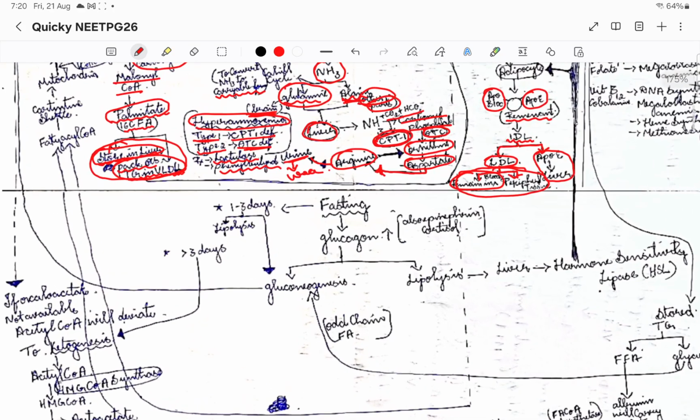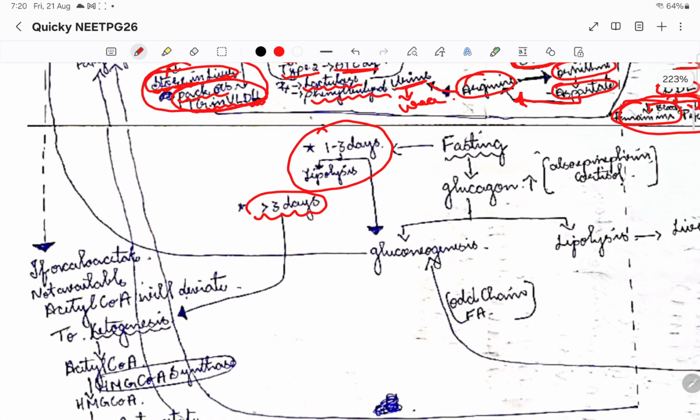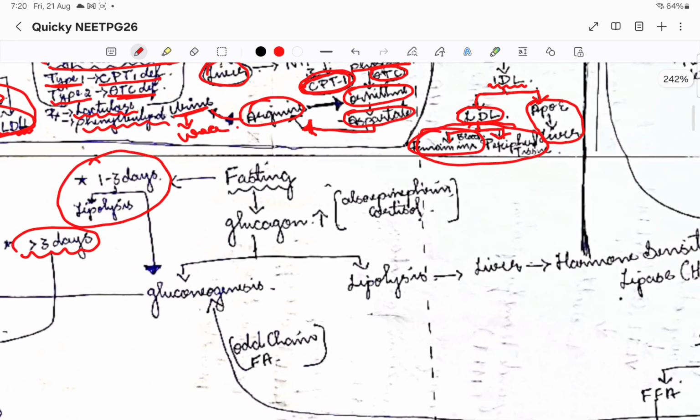So during fasting, in the first 1 to 3 days, the first 1 to 72 hours, lipolysis will be the major thing that produces the energy. Okay, so lipolysis will give the energy, whereas after more than 3 days, it is going to be ketogenesis that provides the energy. We'll come back to ketogenesis later. For now, we'll discuss the other forms of energy that we get during fasting. So in 1 to 3 days, it is going to be lipolysis and gluconeogenesis. Let us see what this gluconeogenesis is.